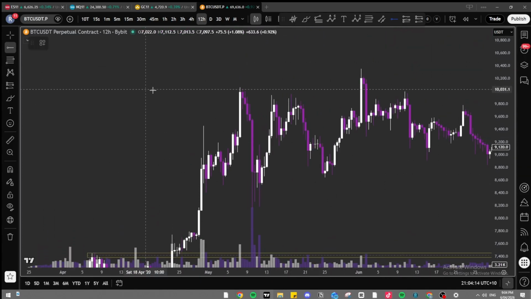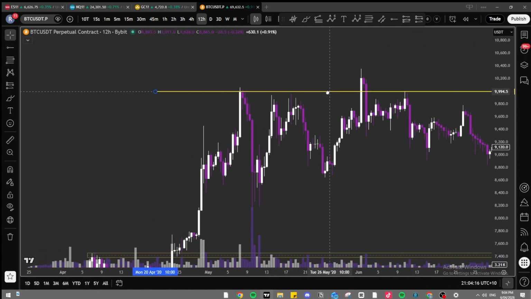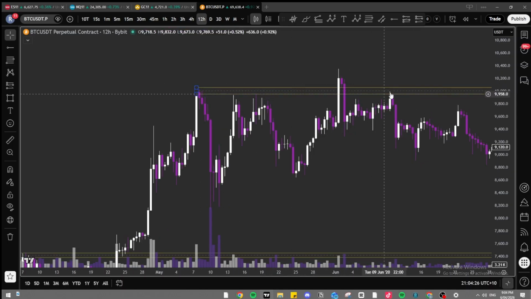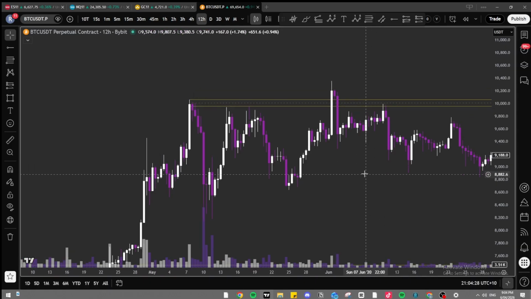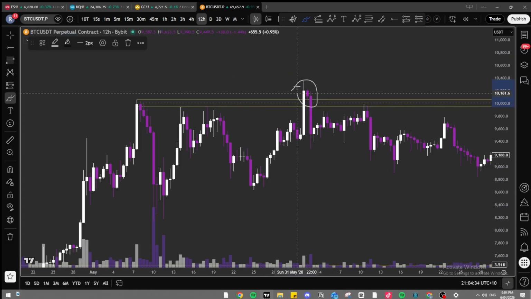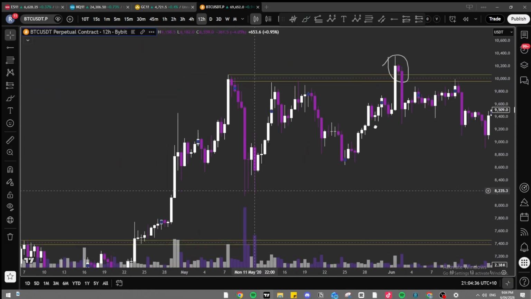Here's another example of a fake out. And as we can see, it was retested to the downside. There is often a retest when price fakes out of a level. We do often get a retest. It is one of the setups that I take. But as we can see, there's a massive difference between this structural point and this structural point, right?